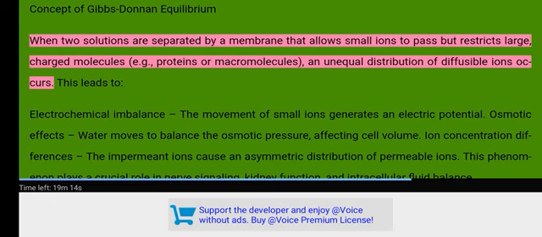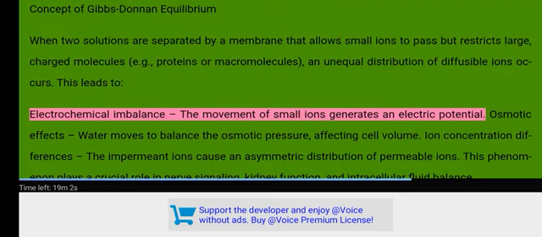Concept of Gibbs-Donnan equilibrium. When two solutions are separated by a membrane that allows small ions to pass but restricts large, charged molecules, e.g., proteins or macromolecules, an unequal distribution of diffusible ions occurs. This leads to electrochemical imbalance.